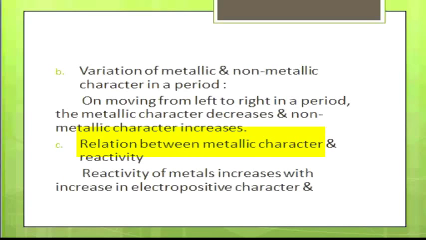Variation of metallic and non-metallic character in a period. On moving from left to right in a period, the metallic character decreases and non-metallic character increases.